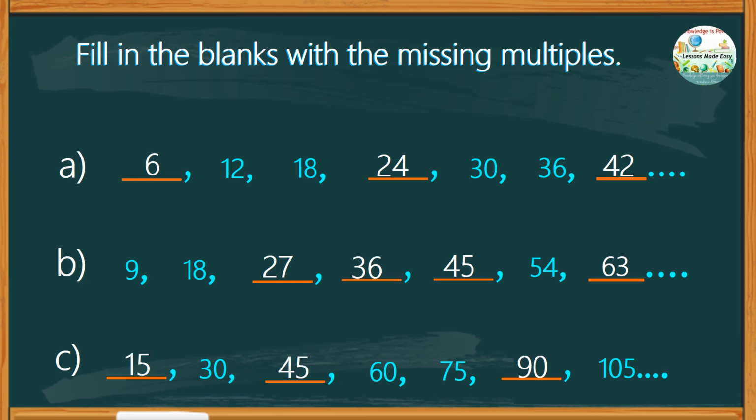So there you go. It is pretty easy to distinguish factors from multiples. Without a doubt, I believe you were able to identify all the missing factors and multiples.